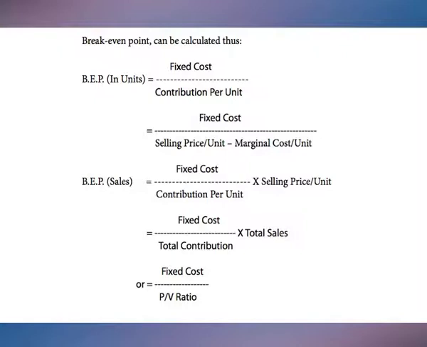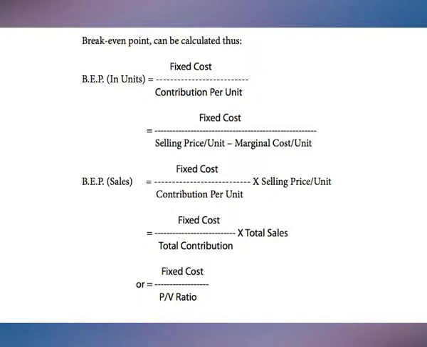Break-even point is the point of no profit or no loss. At this point, contribution is equal to fixed cost. Break-even point can be calculated thus: Break-even point in units is equal to fixed cost divided by contribution per unit, which is equivalent to fixed cost divided by selling price per unit minus marginal cost per unit.